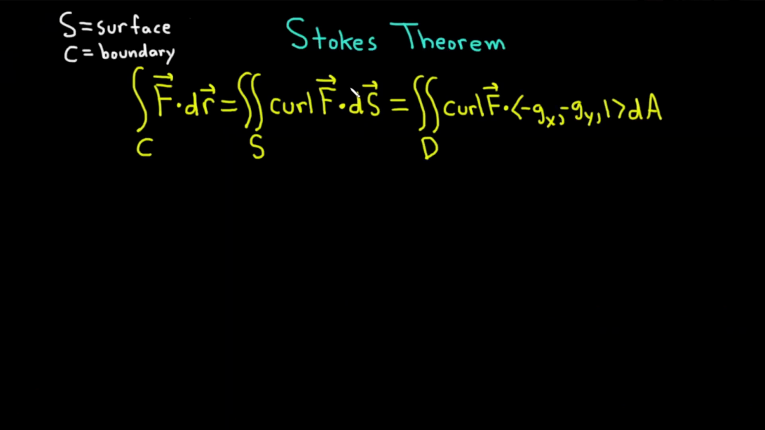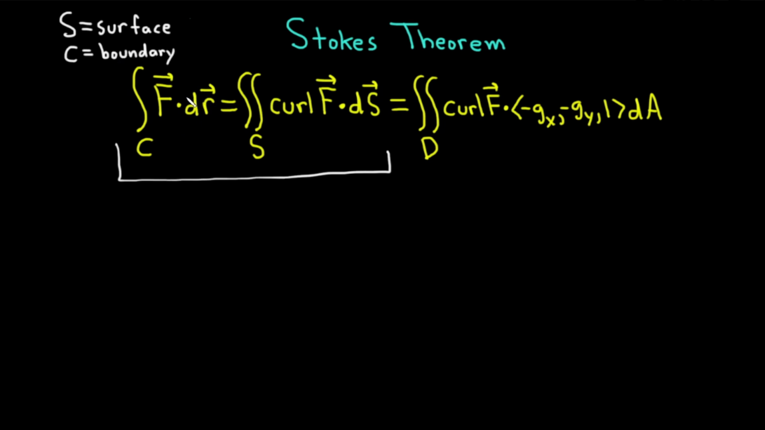In this video, we're going to discuss Stokes' Theorem. So Stokes' Theorem is this piece right here. It basically says that the line integral over C of F dot dr is equal to the surface integral over S of curl F dot dS. S here is the surface, and it is positively oriented and piecewise smooth. C is also positively oriented, and it is the boundary of that surface.